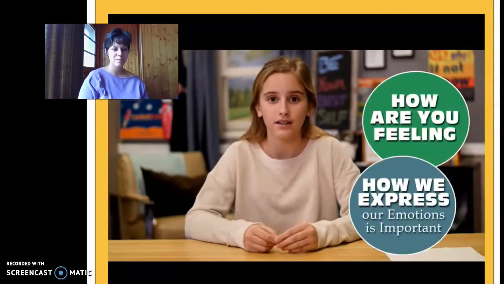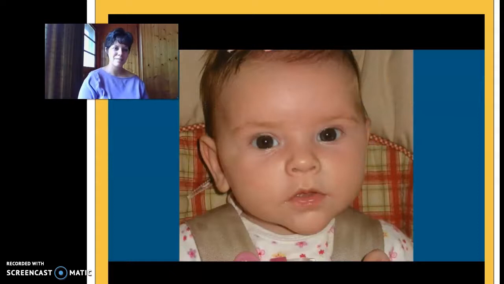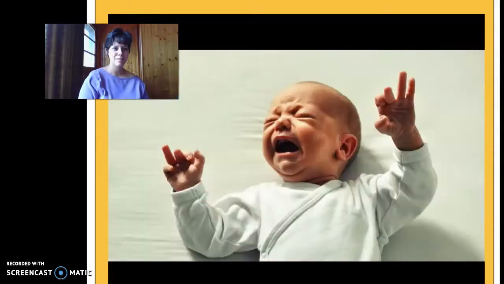Emotions let us know what we are feeling and help us know how to react. Remember when you were a baby? No? Me neither. But I have seen pictures. This is me as a baby. When I was a baby, I couldn't tell how I felt. So, what did I do? I would laugh, cry, or cuddle up with my mom. That's how I expressed my emotions. But as we grow up, we start to understand these emotions and can put them into words.